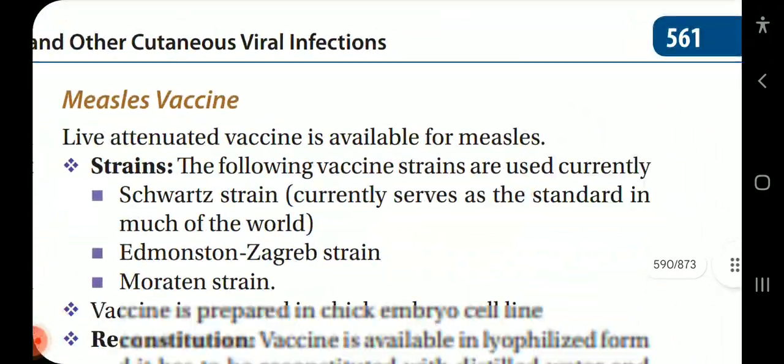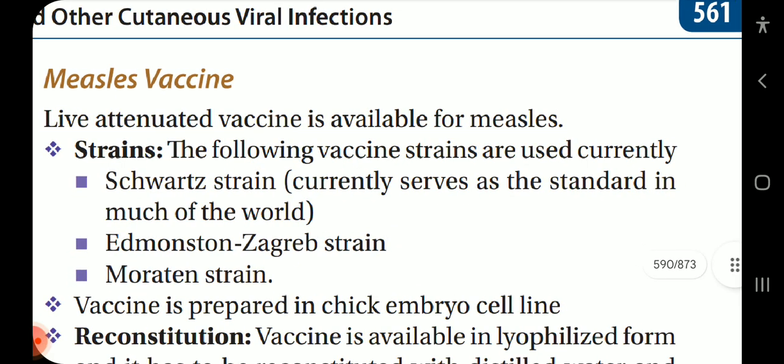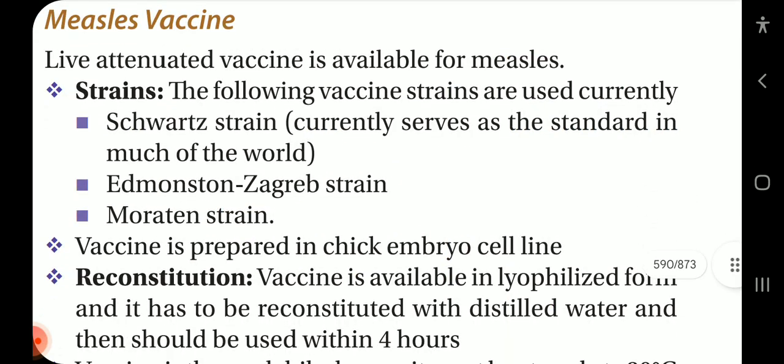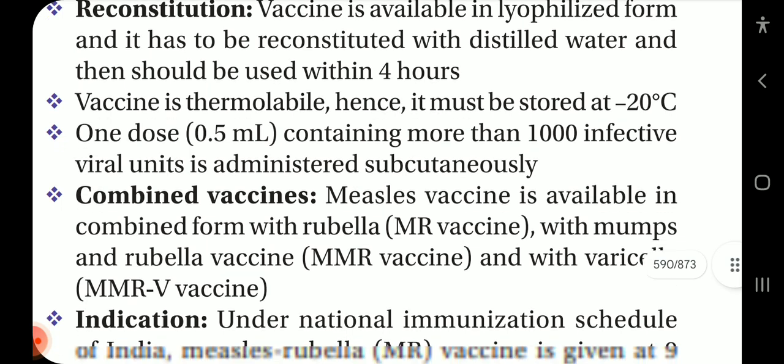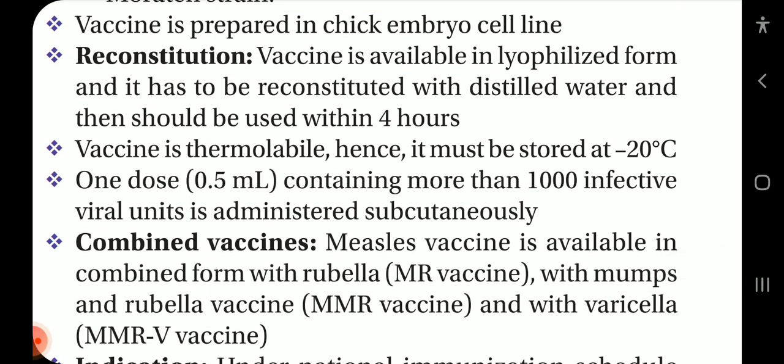Now, measles vaccine. Live attenuated vaccine is available for measles strains. The following vaccine strains are used currently. Schwarz strain currently serves as the standard in much of the world. Others are Edmonston-Zagreb strain and Moraten strain. Vaccine is prepared in chick embryo cell line.